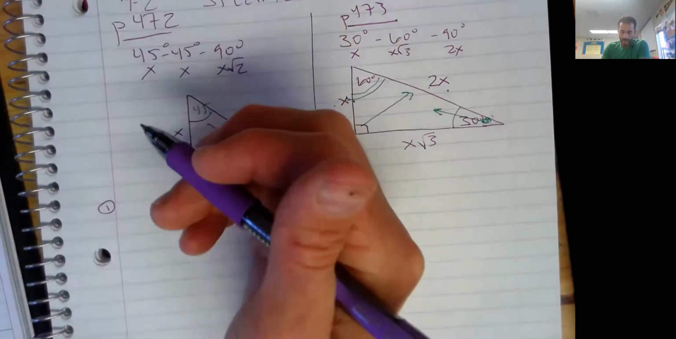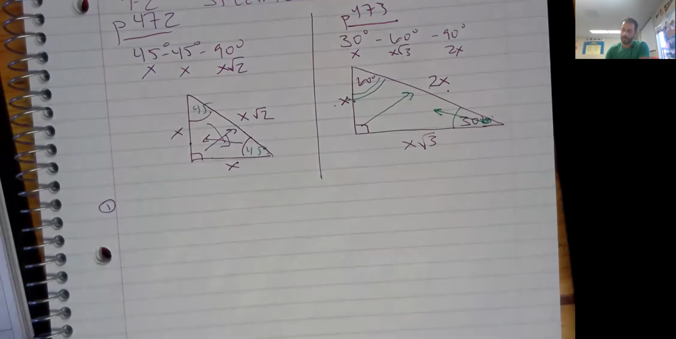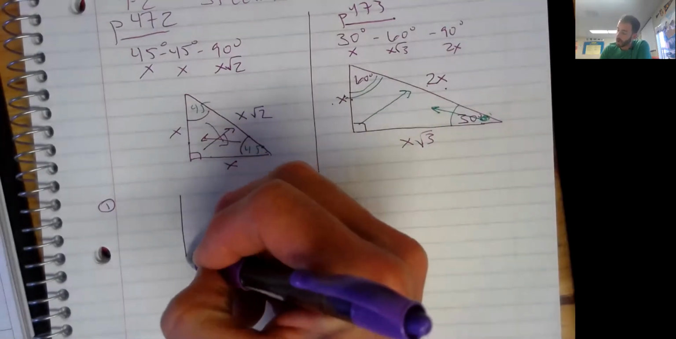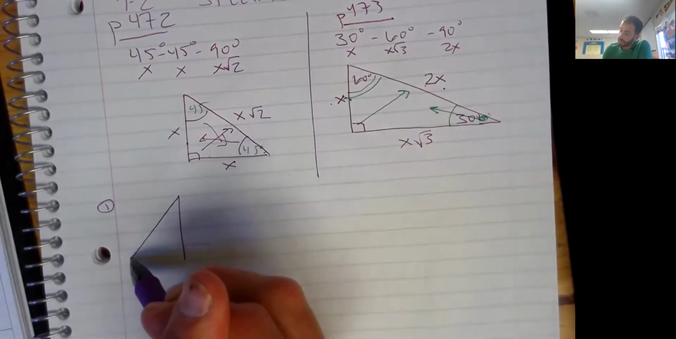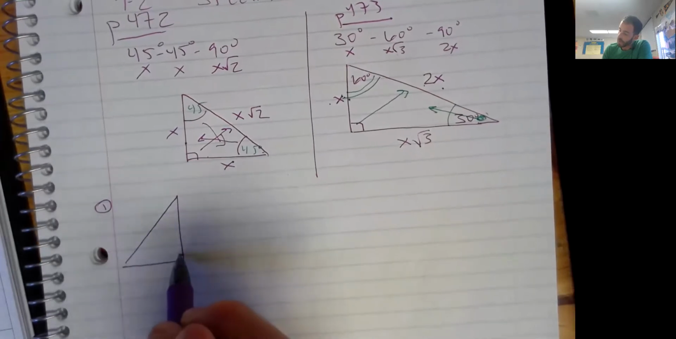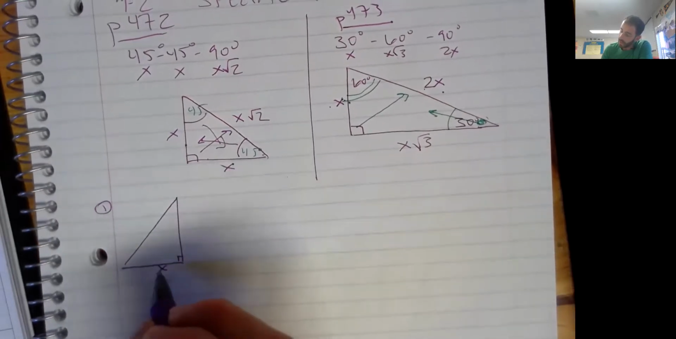Okay, so at the bottom, page 473, here's number 1. Now, you are going to draw it with me. Just trust me that I know what it takes to get an education.